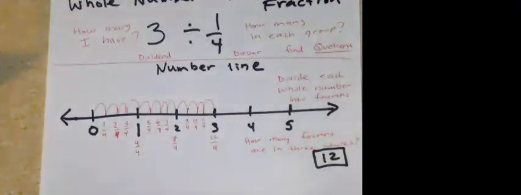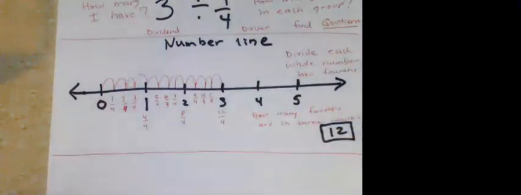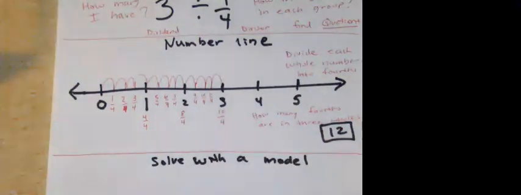So let's go look at a model. That was the number line. And let's solve with a model. I like using models. It makes it a little quicker sometimes than a number line, but it's your choice. That's why we do this. So let's go ahead and look at solving with the model.